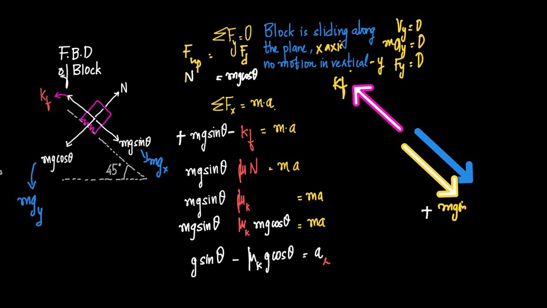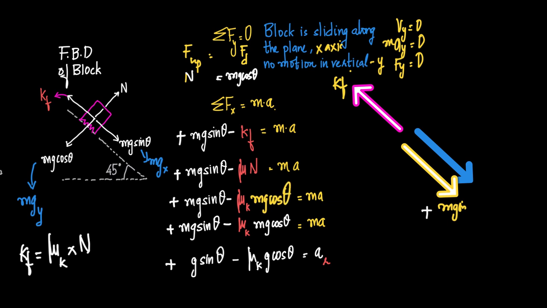minus kf. And what is kf? Kinetic friction is coefficient of kinetic friction times the normal reaction. And what is the normal reaction? We just found out the normal reaction to be equal to mg cos theta. So instead of normal reaction here, we can write that this is equal to mg cos theta.